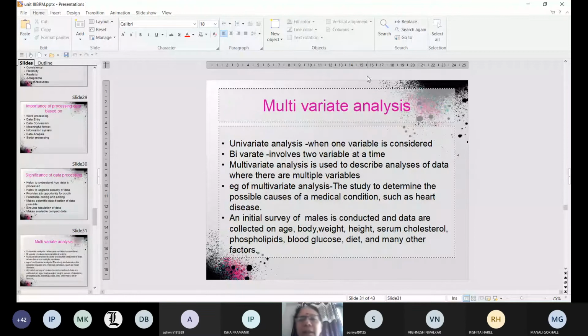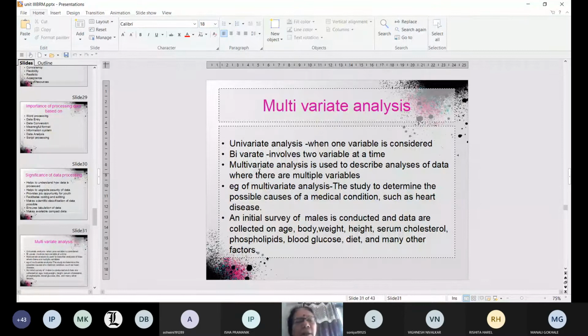Now we come to a very technical part of unit number 3, that is multivariate analysis. When you are doing research on only one variable, it is called univariate analysis. When you are studying two variables, it is called bivariate analysis. For example, if I am just studying online lectures, that will become univariate analysis. If I study the impact of online lectures on the health of students, I am studying two variables, so that is called bivariate analysis.